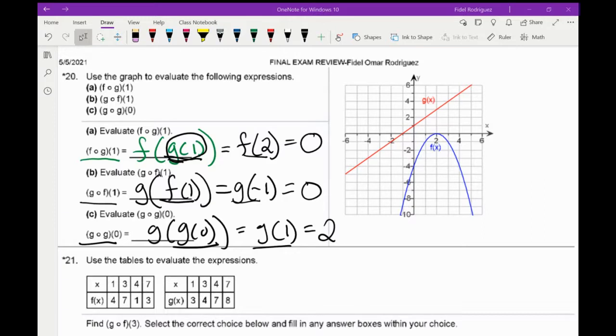Okay, so let's take a look. Anybody need 21, or you guys feel you're okay with 21? Do you want me to go through it, or y'all okay? Just let me know, guys. I'm happy to do whatever questions you guys have.